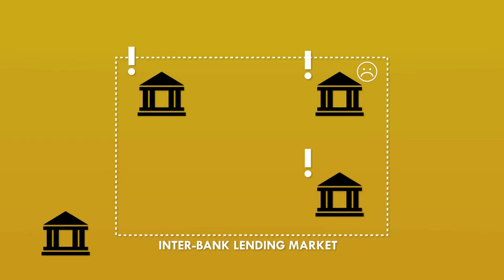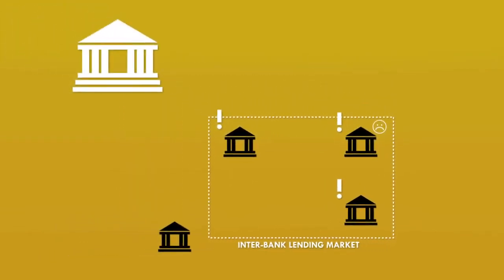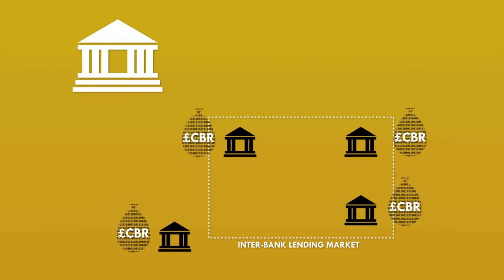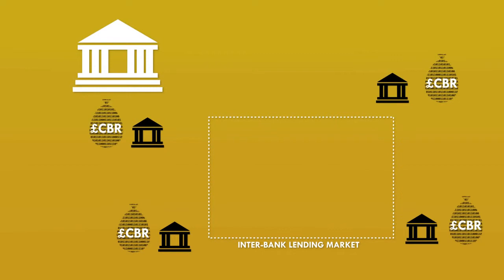The only way to avoid this is for the central bank to pump in such a huge quantity of reserves that every single bank has more reserves than they need. This would mean that they no longer need to lend to each other. This is effectively what the quantitative easing scheme did, by pumping reserves into the banks and making it unnecessary for them to lend to each other.